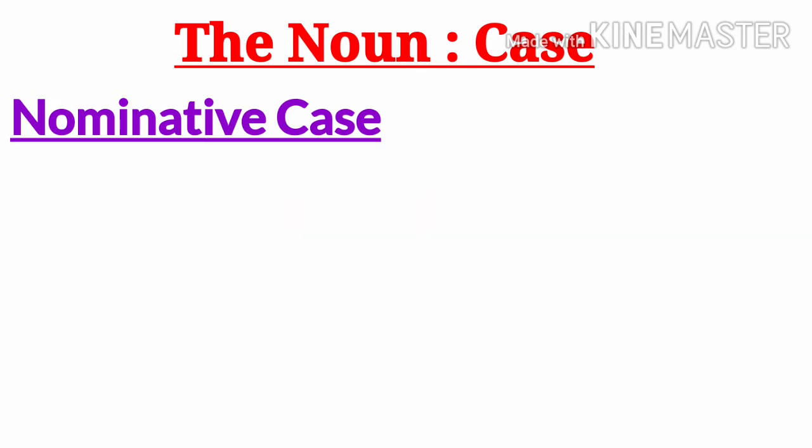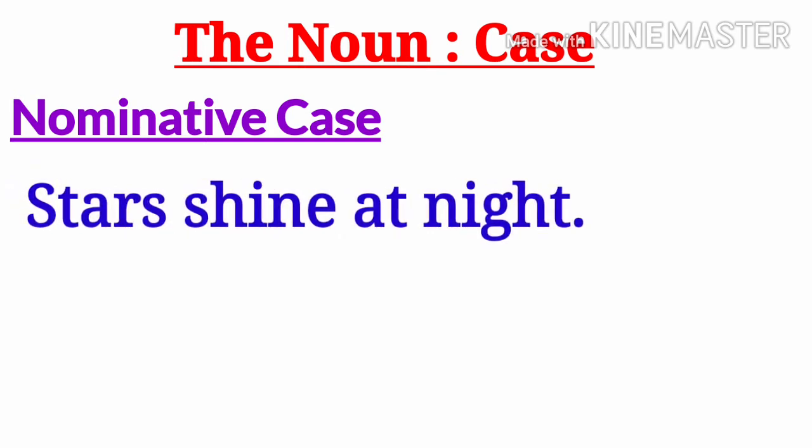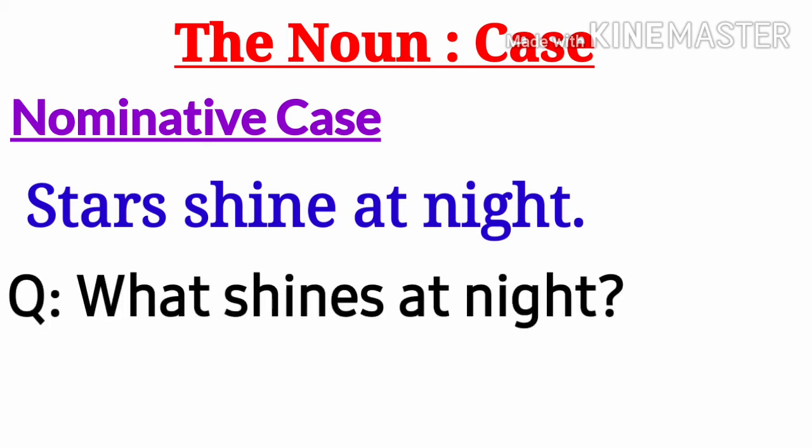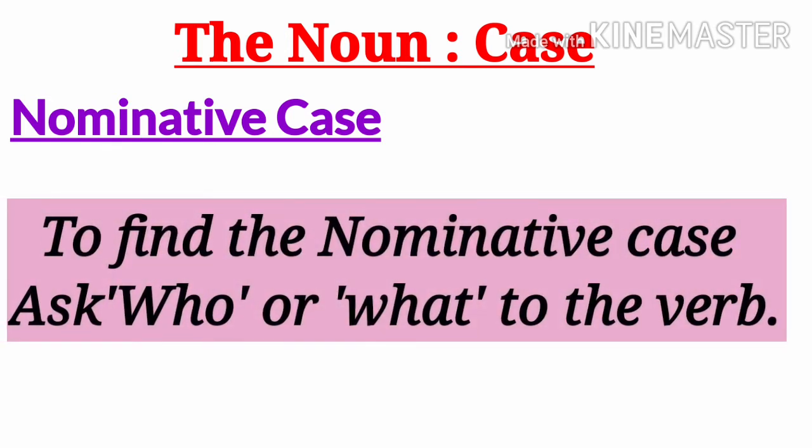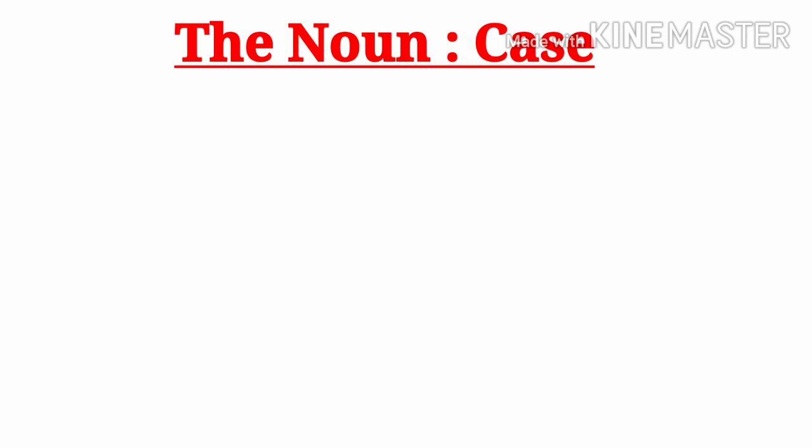I'll show you one more example. Stars shine at night. Here, the verb is shine. Let us ask the question. What shines at night? Answer is stars. It is said to be in nominative case. In this same way, by asking questions to the verb, you can find out the nominative case.